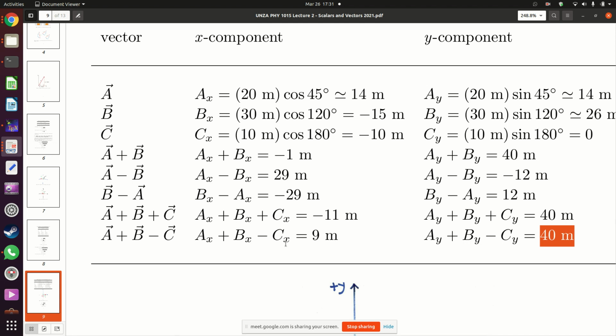So this is how, for any vector, whether it's A plus B, or A minus B, or B minus A, or A plus B plus C, or A plus B minus C, you find how much that vector is along the x-axis and how much that vector is along the y-axis. It's important that you're able to find these, because we use these components, how much the vector is along a direction, to find the size of the vector, and later on to work out the angle which the vector makes with the positive x-axis.